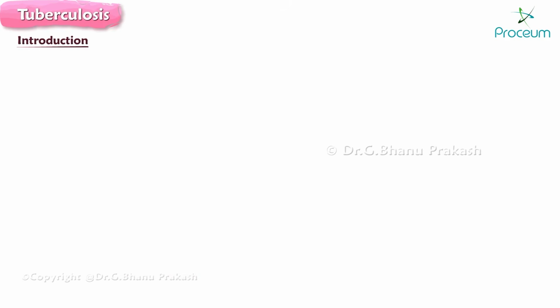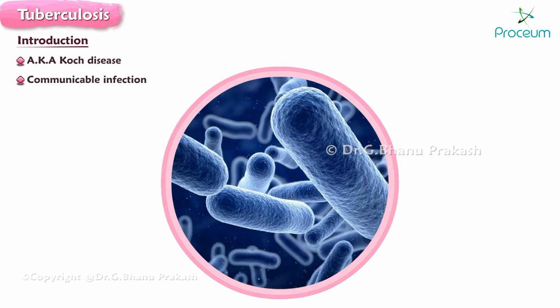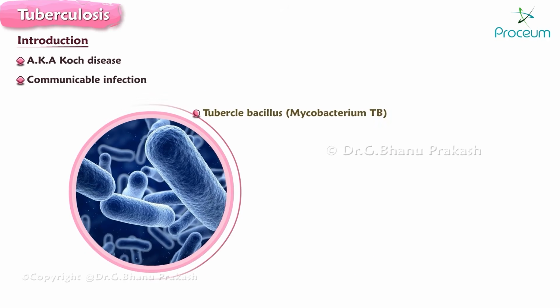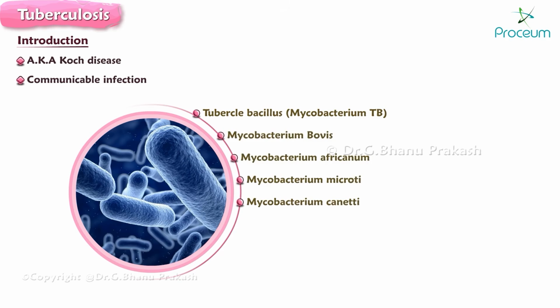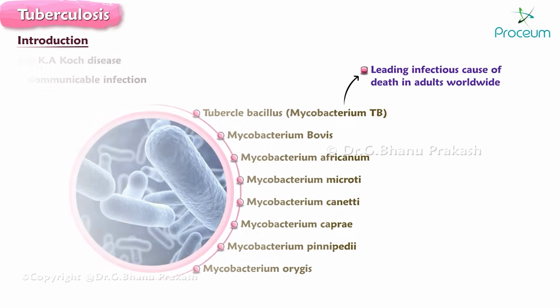Introduction. Tuberculosis is also known as Koch disease. It's a communicable infection caused by members of the Mycobacterium tuberculosis complex, which include Mycobacterium tuberculosis, Mycobacterium bovis, Mycobacterium africanum, Mycobacterium microti, Mycobacterium canettii, Mycobacterium caprae, Mycobacterium pinnipedii, and Mycobacterium orygis. Mycobacterium tuberculosis causes tuberculosis and is a leading infectious cause of death in adults worldwide.